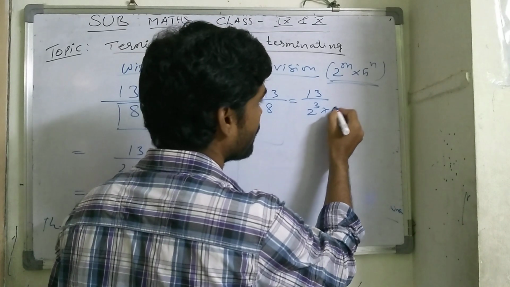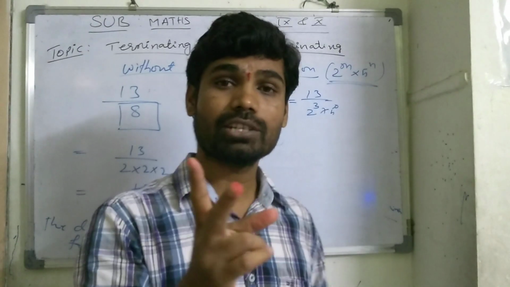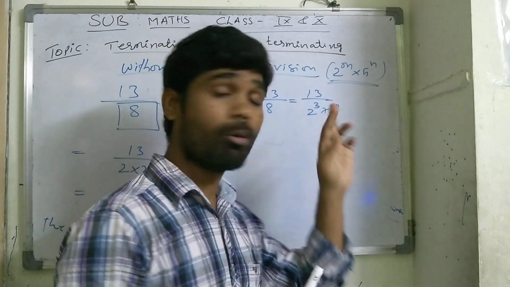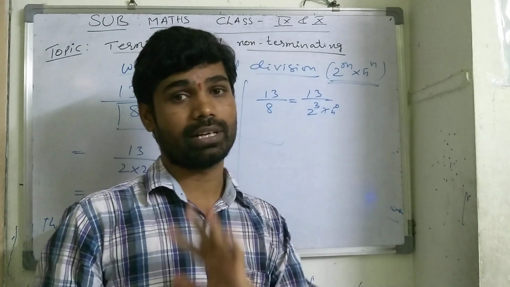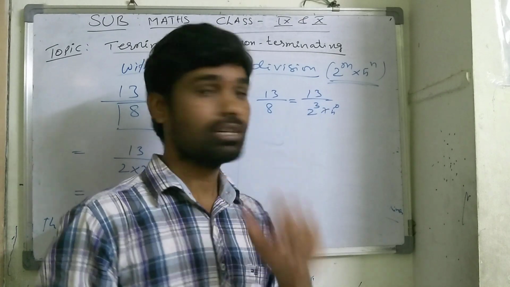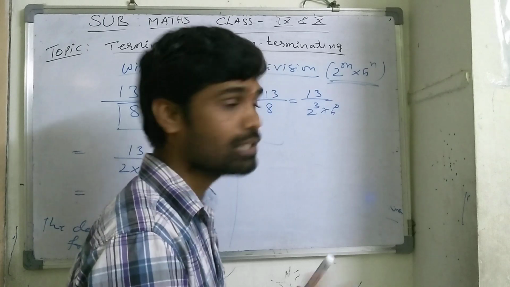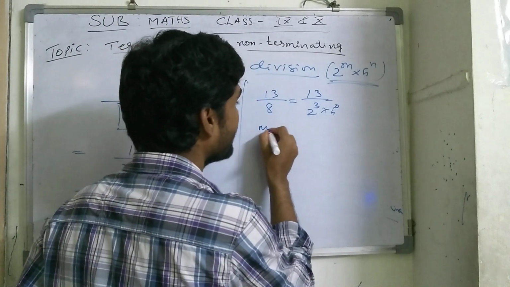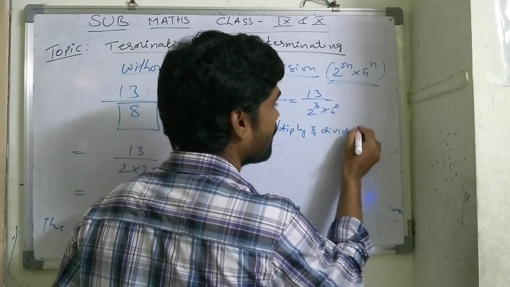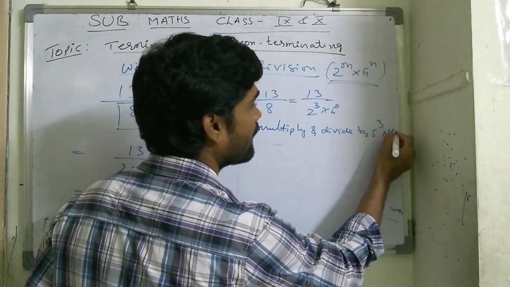So here also 5 power 0. Both factors should have the same power. Here 2, how many are there? 3, but 5 is not there. So we have to make the power of 5 also equal. 5 should be 0 here, but we should make it 3. So we should multiply and divide by 5 power 3, numerator and denominator.